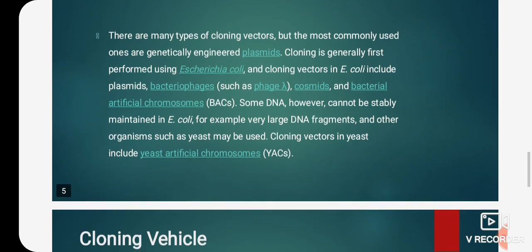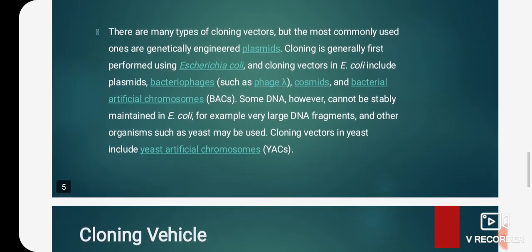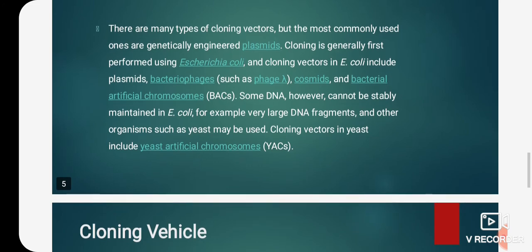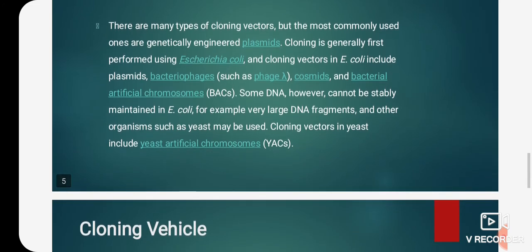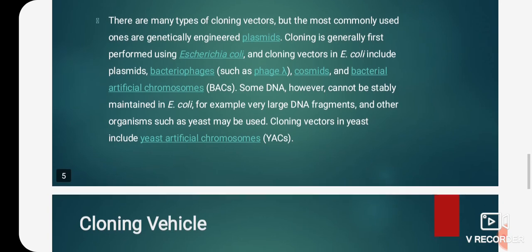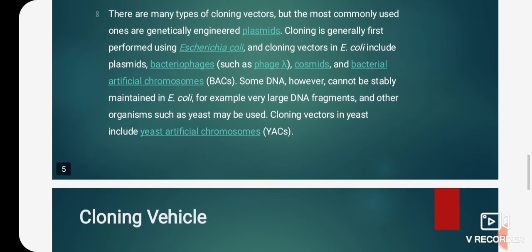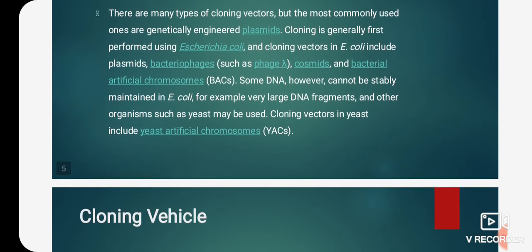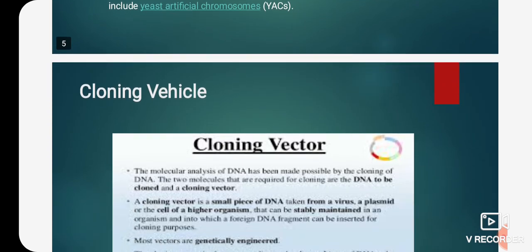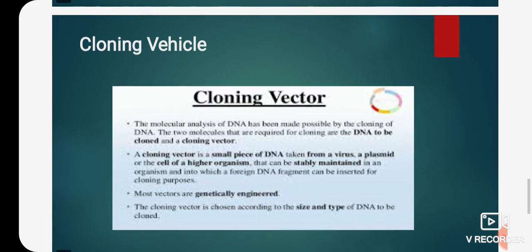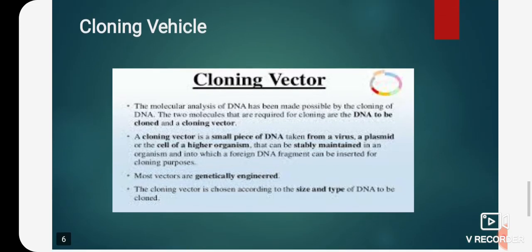Some DNA, however, cannot be stably maintained in E. coli. For example, very large DNA fragments and other organisms such as yeast may be used. Cloning vectors in yeast include yeast artificial chromosomes, that is YACs. So, students, this is very important to understand what is cloning vector.